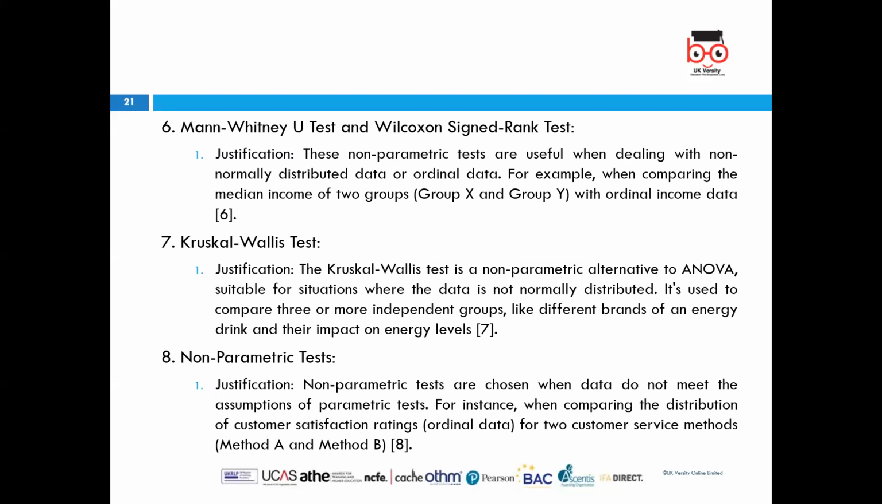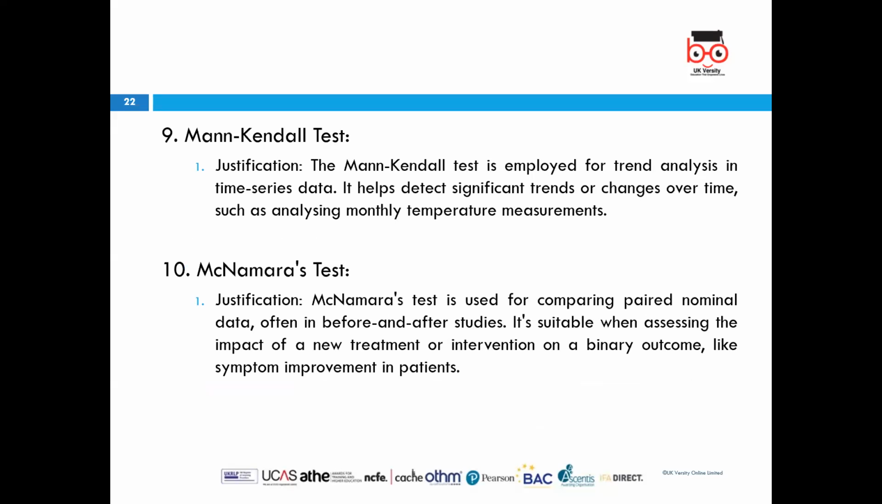Then you have the Kruskal-Wallis test. You have the non-parametric tests. And finally, the Mann-Kendall test and McNemar's test. So in McNemar's test, the before and after assessment could be comparing paired nominal data. So it is suitable when assessing the impact of a new treatment or intervention on a binary outcome like symptom improvement in patients.